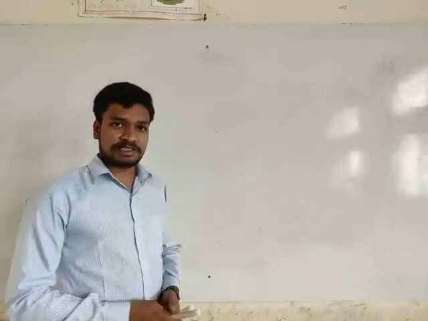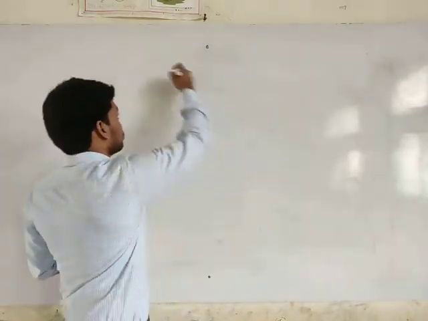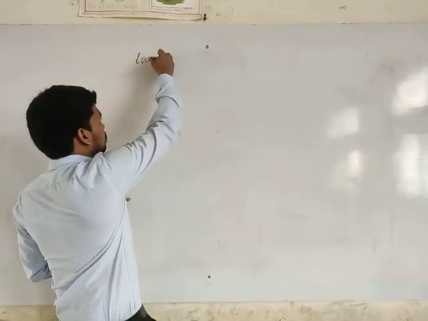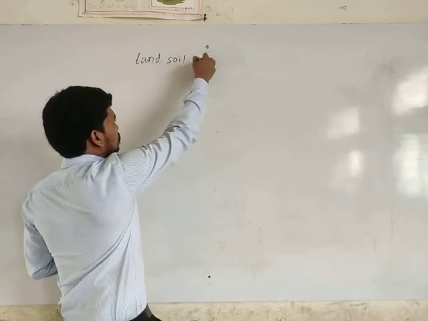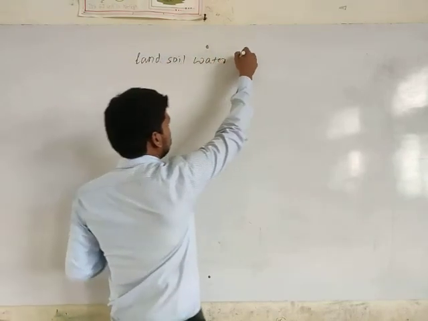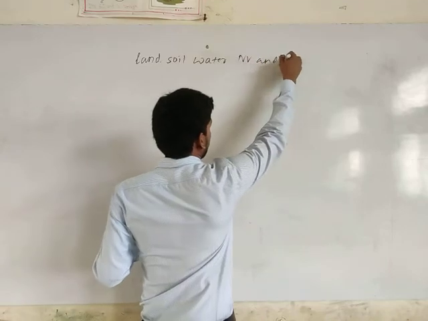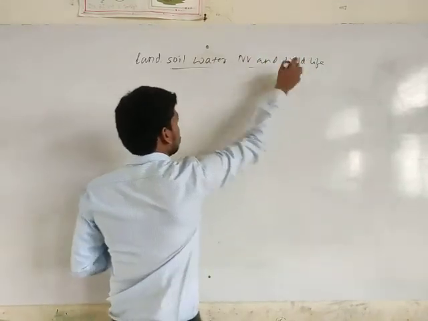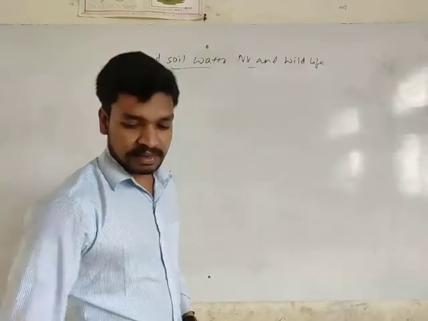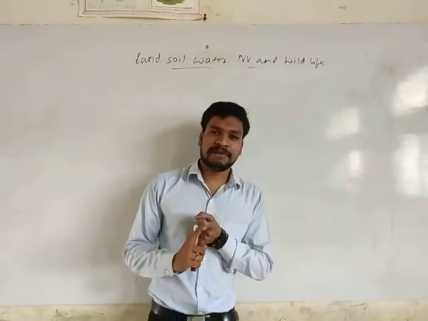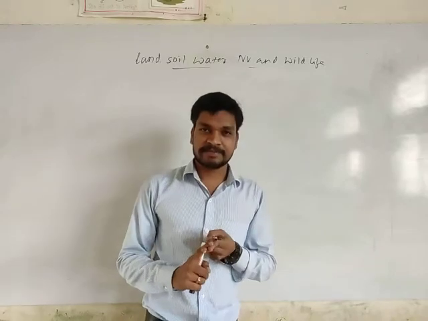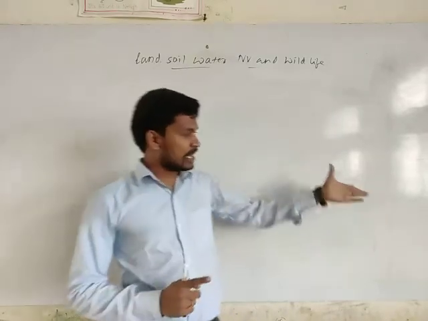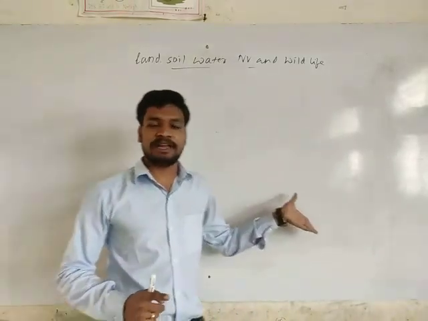And in the last class we were discussing land resource, the land, soil, water, then natural vegetation and wildlife. So the land, you know the meaning of land and uses of land and the conservation of land. So last concept was conservation of land.